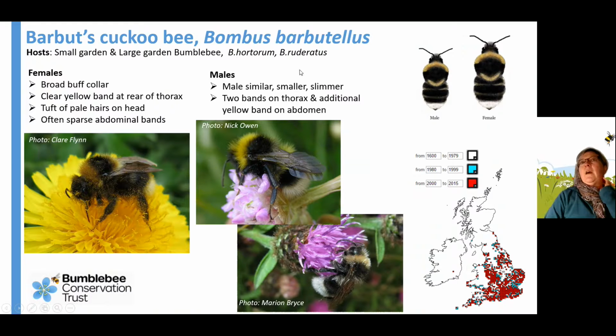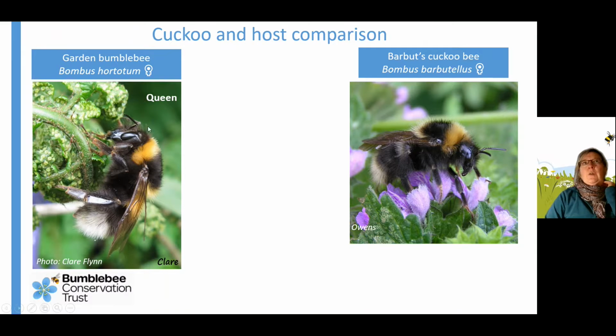So again, mirroring the males, certainly of Bombus hortorum, with quite a lot of yellow on both the thorax and the abdomen, and then a lovely white tail. Okay, unlike Bombus hortorum and ruderatus, these species do not have long faces. So that is a good field characteristic to separate the cuckoos from their hosts. And that's shown more clearly here. So we've got a queen garden bumblebee there, compared with a female Bombus barbutellus cuckoo. They both have the yellow collar.